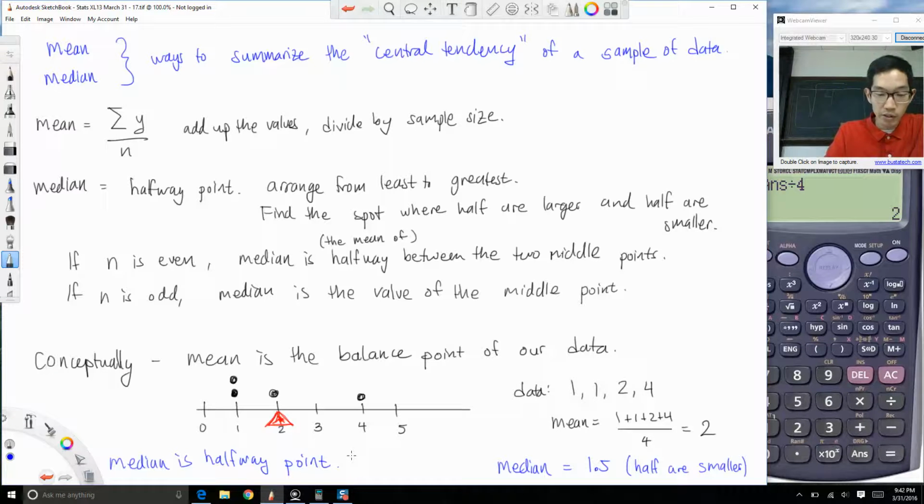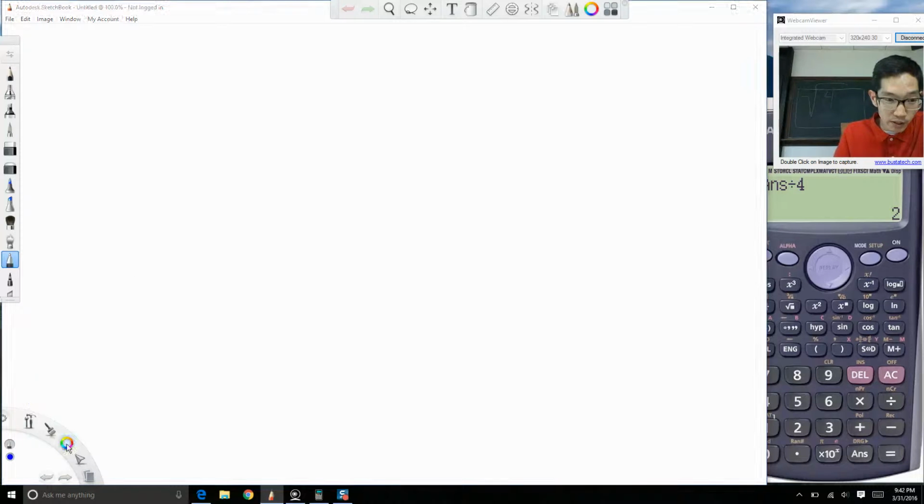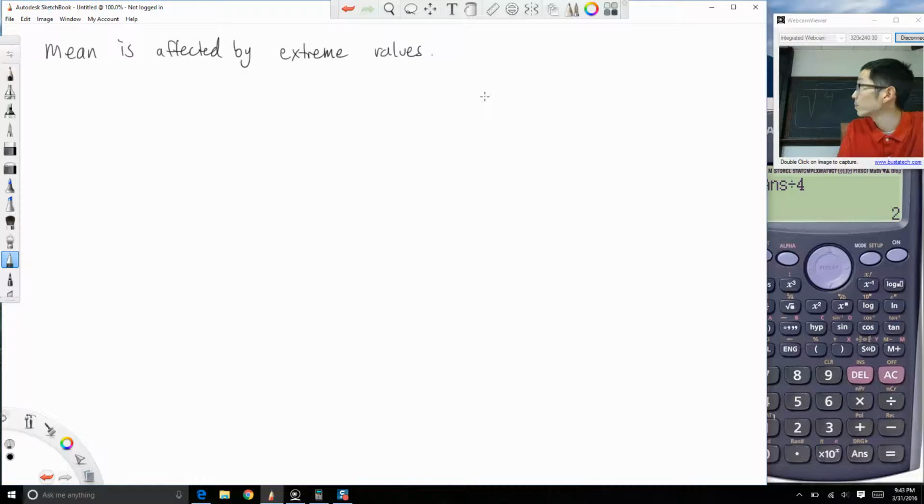Okay, and so when do we want to use the mean versus the median? The mean is affected by extreme observations or extreme values. If you have right skewed data, your mean will be, quote, pulled out in the direction of the skew. So the mean is affected by extreme values. The median is not affected by extreme values.